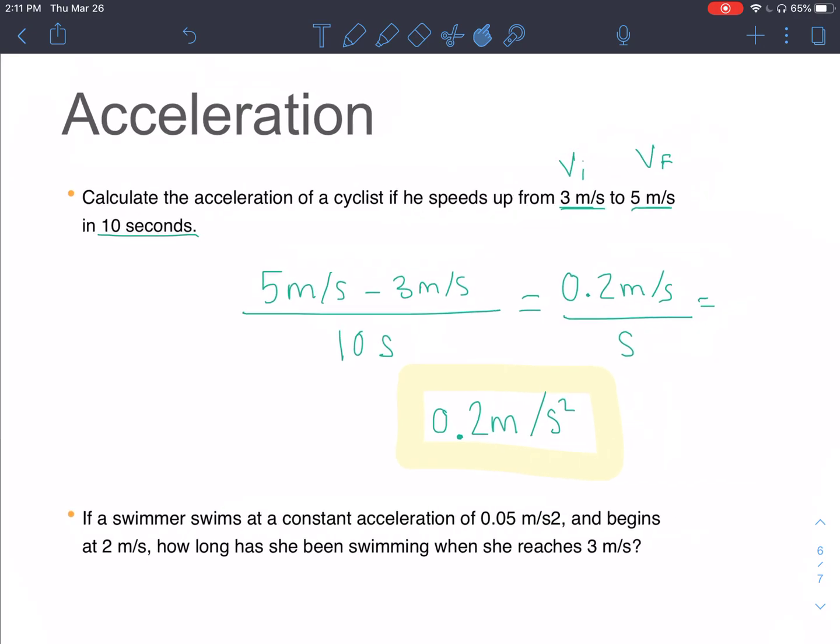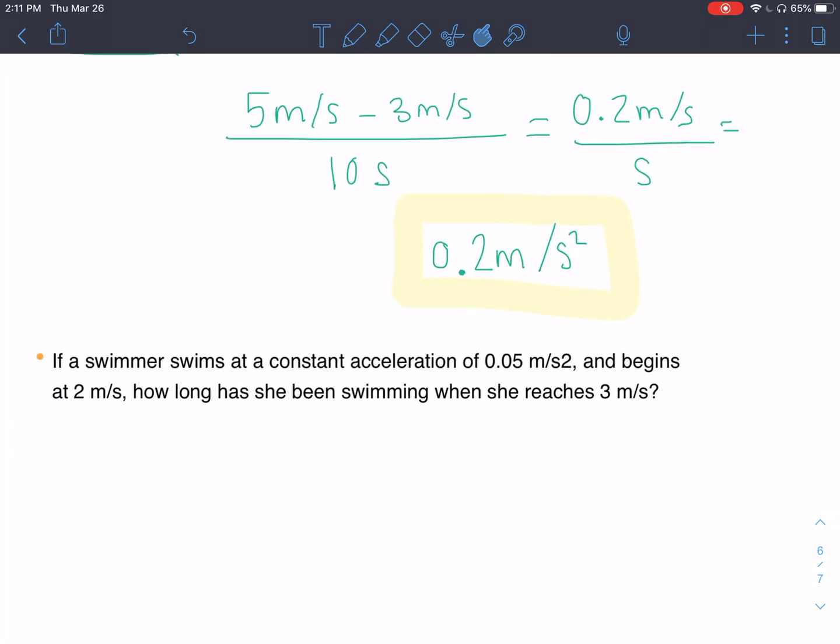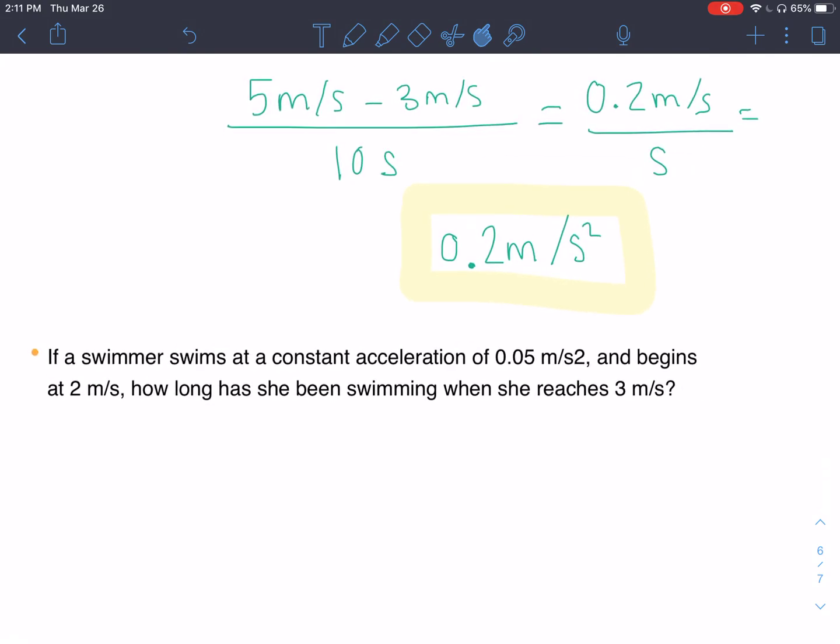All right, let's do one more practice problem. If you would like to try and pause the video and do this one yourself and then check your answers, go right ahead. No matter what, you guys are going to have some practice later on. Okay, if a swimmer swims at a constant acceleration of 0.05 meters per second squared and begins at 2 meters per second, how long has she been swimming when she reaches 3 meters per second?